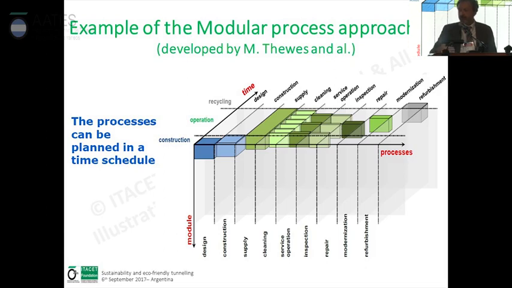At the beginning, in blue, there is the design and the construction, and then operation. During operation, there are many tasks, for example periodic cleaning, service operation, and inspection. All the processes can be organized in time. You have a global view of all the processes that will be needed, like a time schedule. The work has been done in this way.